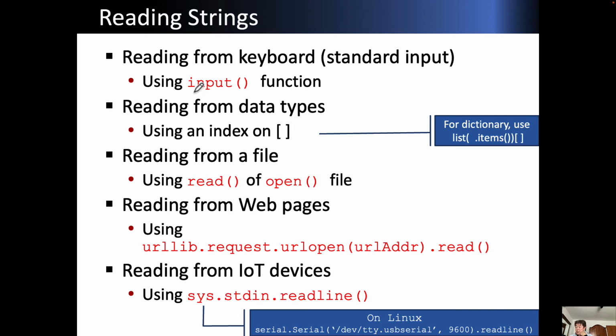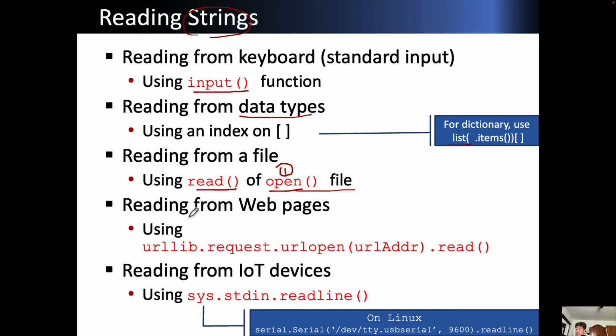Right? So the input function returns a string. Reading from data types, that's fine. For example, if it is a dictionary, then we need to use dot items and make it a list, so we can get a list of strings. Reading from a file, we need to first open a file, and then apply the read method to it.